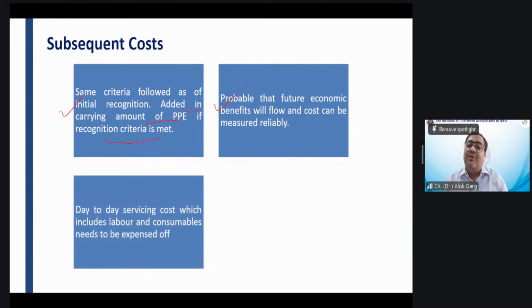Now, you are also getting the service done for the car. Every year, or every 6 months, you took this car to the service center and you get the service of the car. And you are paying 10,000, 15,000, 20,000, my dear friends. What happens in this case? Whether this service cost is also going to be capitalized?